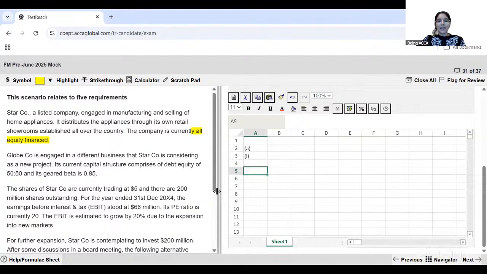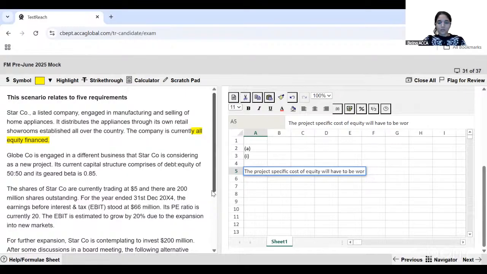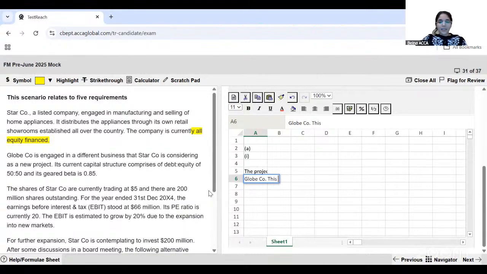So we will say that the project specific cost of equity will have to be worked out by ungearing the geared, or you can say the equity beta, the geared beta of this company known as Globe Company. This beta will give us the business risk in the new project.